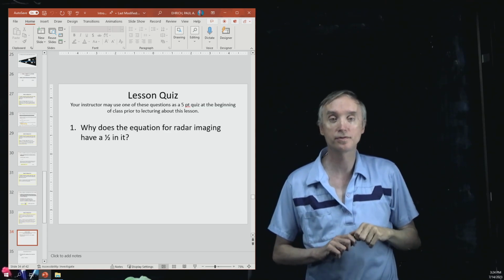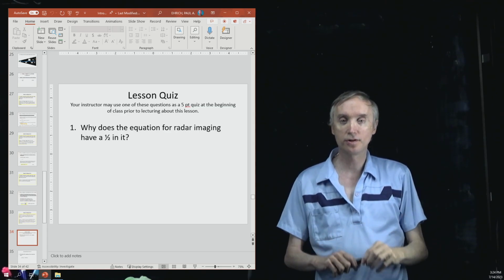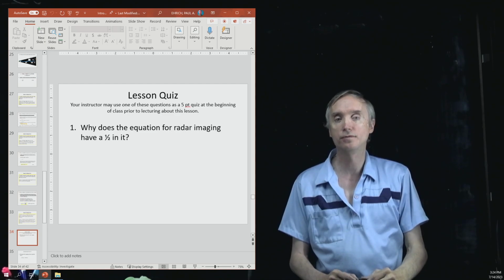So let's take a quiz over what we've learned today. Question number 1, why does the equation for radar imaging have a 1/2 in it?